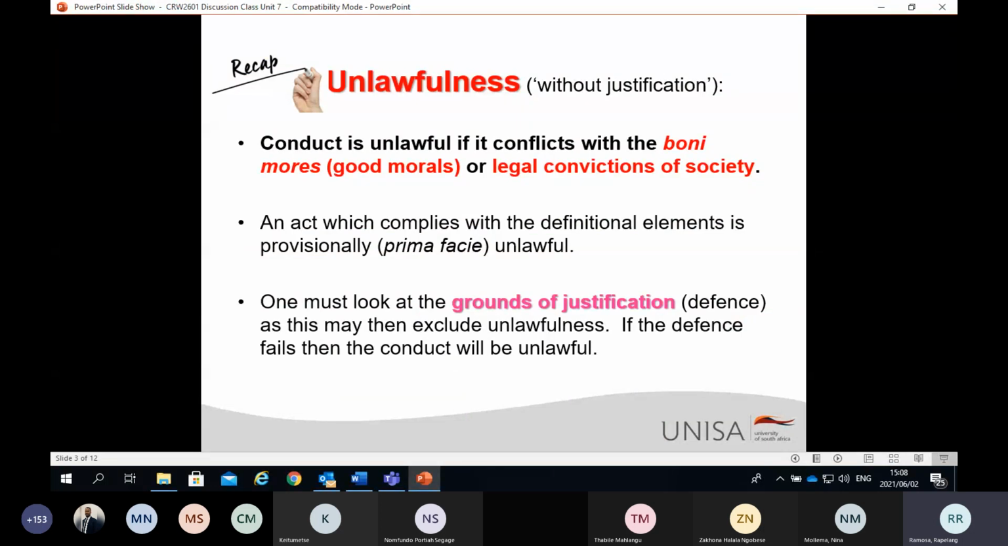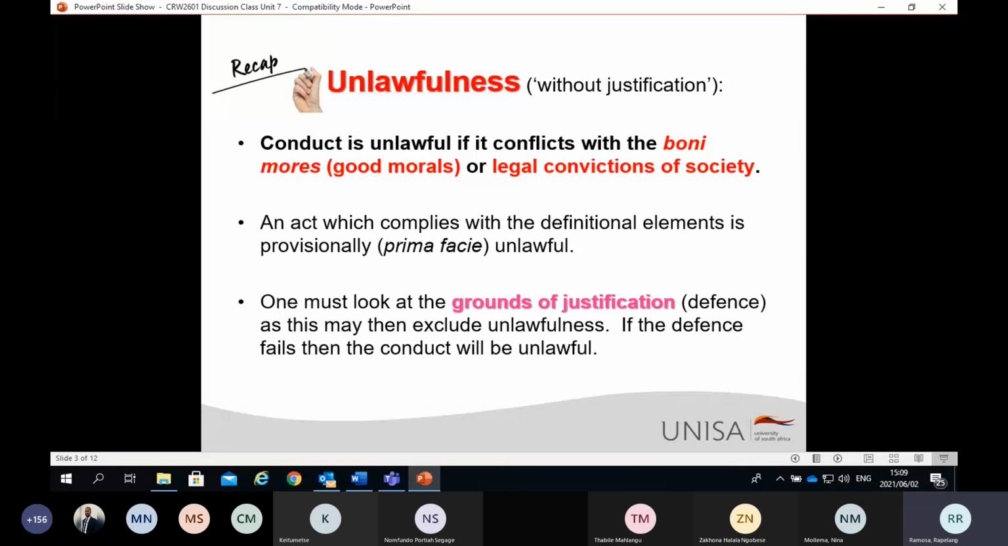Just a brief recap on unlawfulness. Although someone can perform an act which complies with the definitional elements of the crime, it may not be enough to make that person criminally liable. There are still two other elements, namely unlawfulness and culpability, which must be satisfied before we can say that somebody is criminally liable. Unlawfulness just means conduct is unlawful if it conflicts with the boni mores.